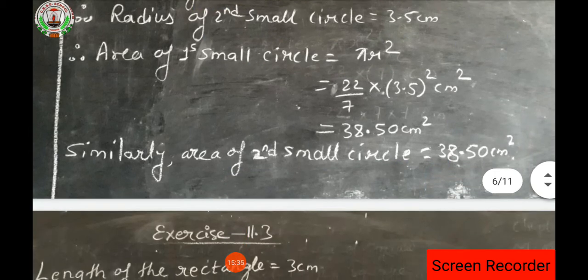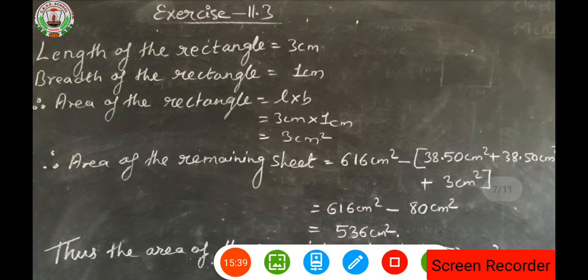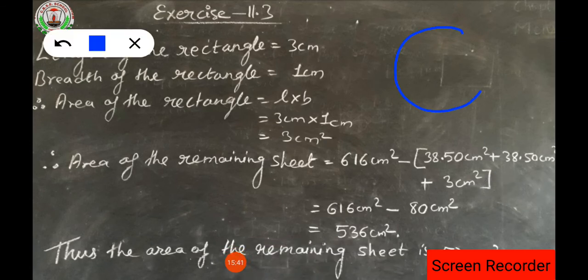Clear up to here? Then we are going to find the area of the rectangle, because that figure has two circles and one rectangle. So this rectangle's area we have to find. The length of the rectangle is 3 centimeter, and the breadth is 1 centimeter. The area of the rectangle is L into B. So 3 centimeter into 1 centimeter will be 3 centimeter square.